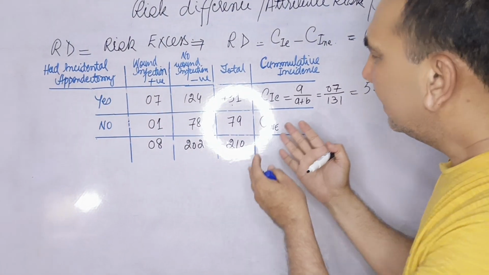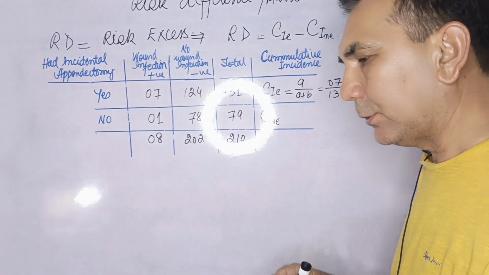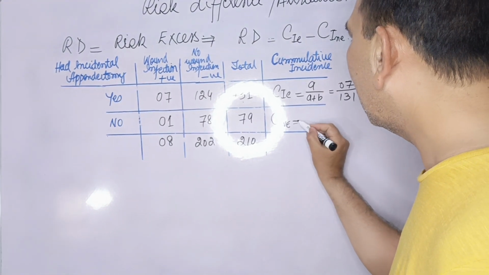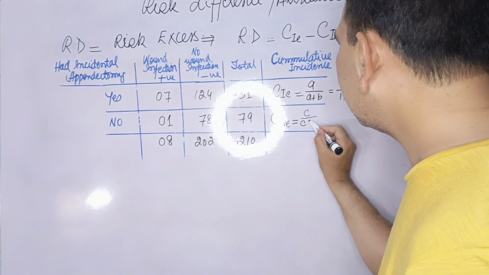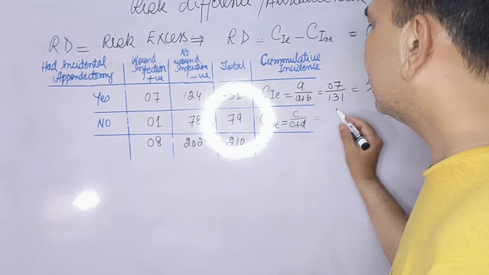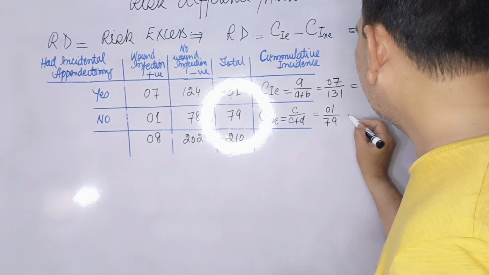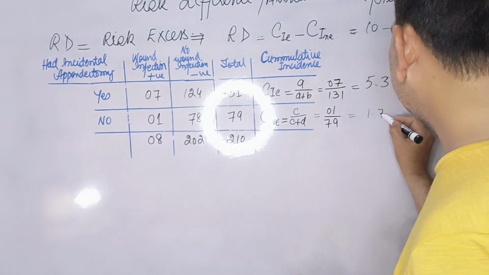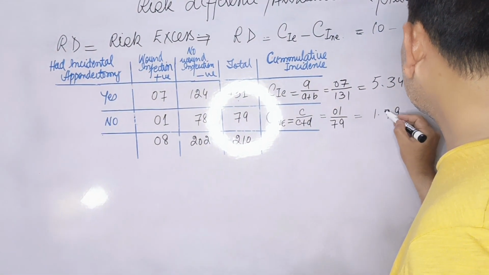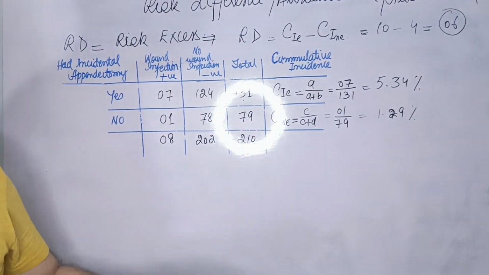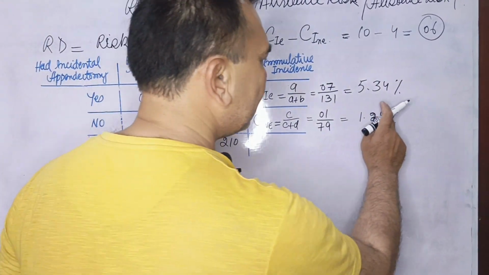Okay, now we will calculate the cumulative incidence in the non-exposed group, or the risk in the non-exposed group. What is the formula for that? C divided by C plus D. So 1 divided by 79 comes to 1.27.